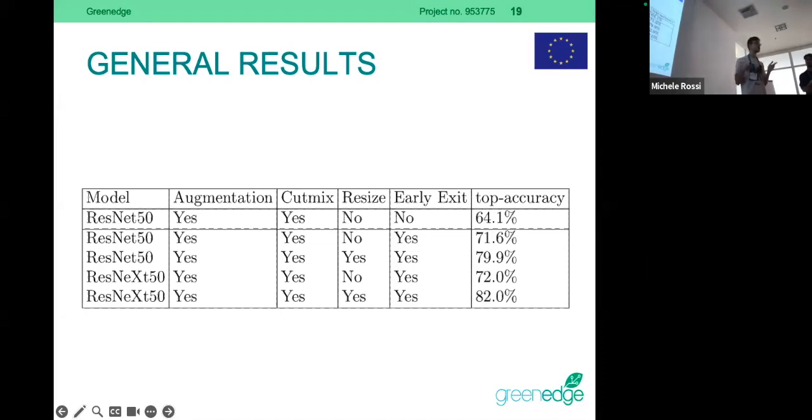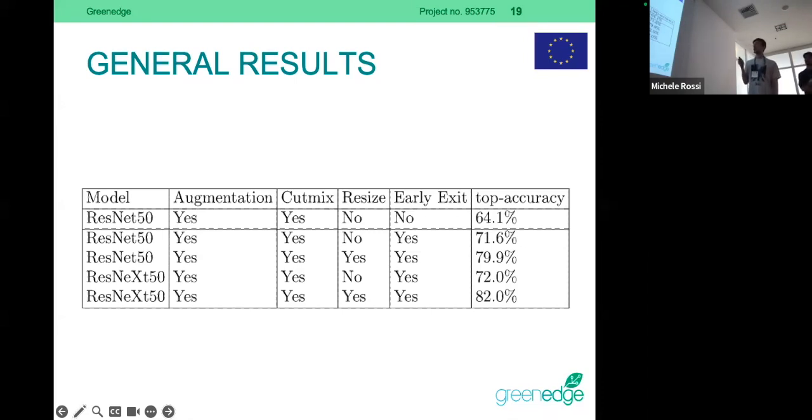increments the accuracy, but we have to be careful because if we resize the images, and so we have images with a higher resolution, our model will take more time to evaluate them, and so we have a cost in terms of gigaflops, which is higher. So we have to be careful.